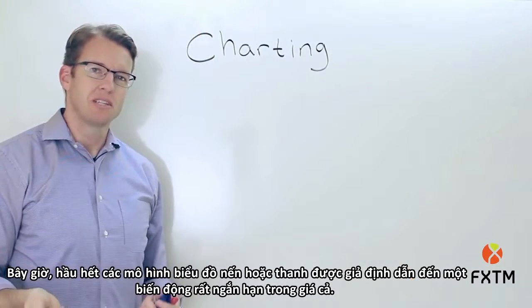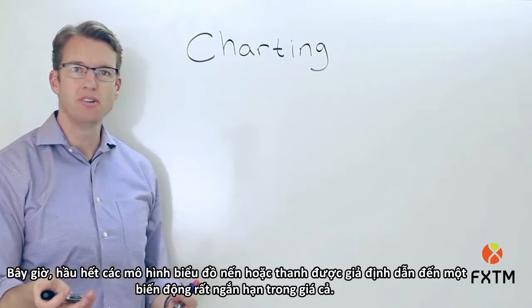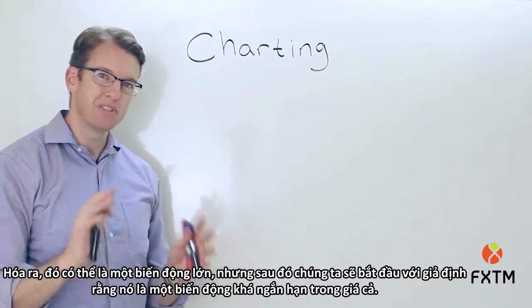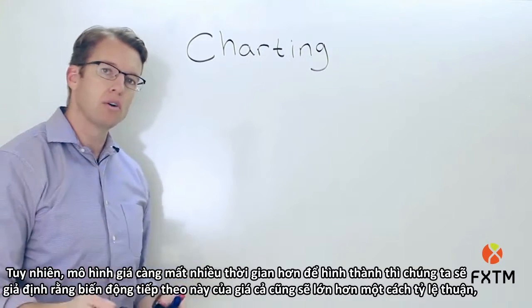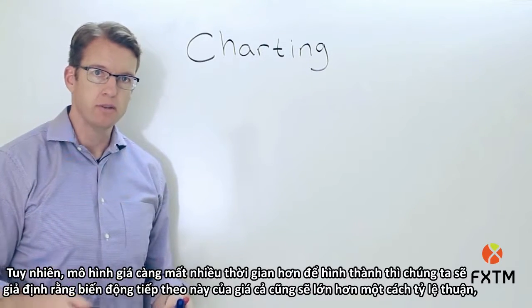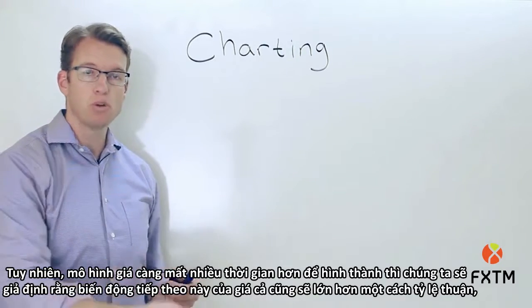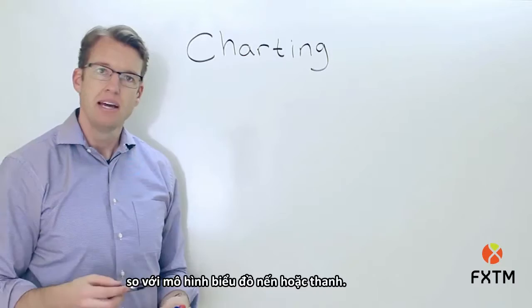Now, most candlestick patterns or bar chart patterns are assumed to lead to a fairly short-term move in the price. That could turn out to be a very large move, but we'd start with the assumption that it's a fairly short-term move in the price. The longer a price pattern takes to form, however, the more we would assume that the subsequent move in the price is also going to be proportionally larger than with a candlestick or a bar chart pattern. Now, let me give you an example.